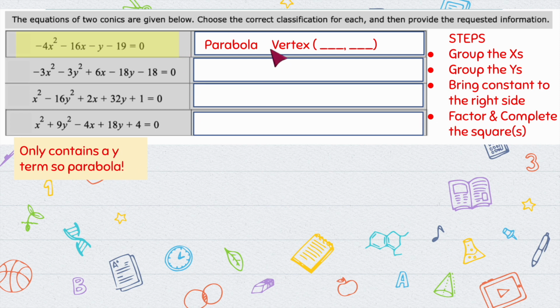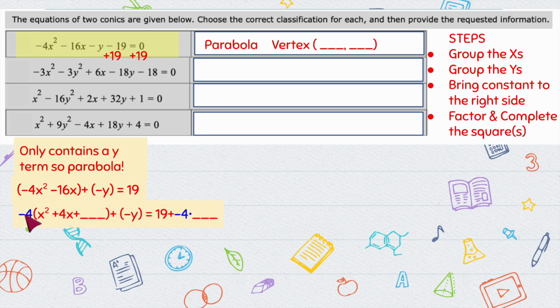Okay, so for this first one, it only contains a y term instead of a y squared term. So I already know it's a parabola. I can immediately click the drop down and say it's a parabola, but it's going to ask me what my vertex is. So let's put it into standard form so that we can find the vertex. So I'm going to add 19 to both sides. And then if you notice, I've also grouped the x's. And I put parentheses around the 1y here just so that I've grouped it, but there's nothing else to group with it.